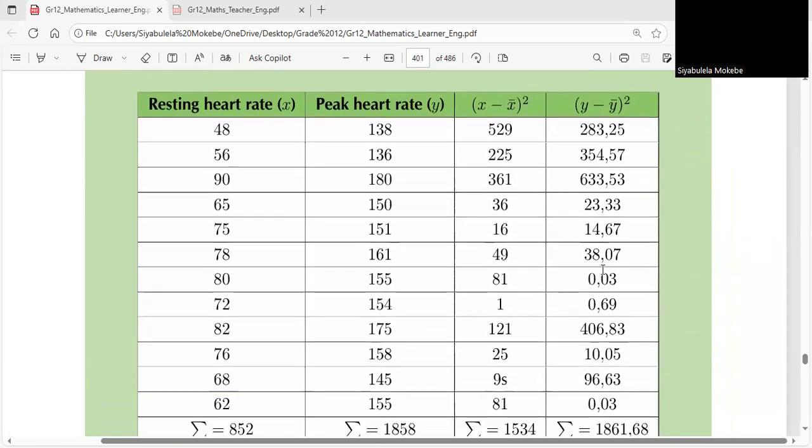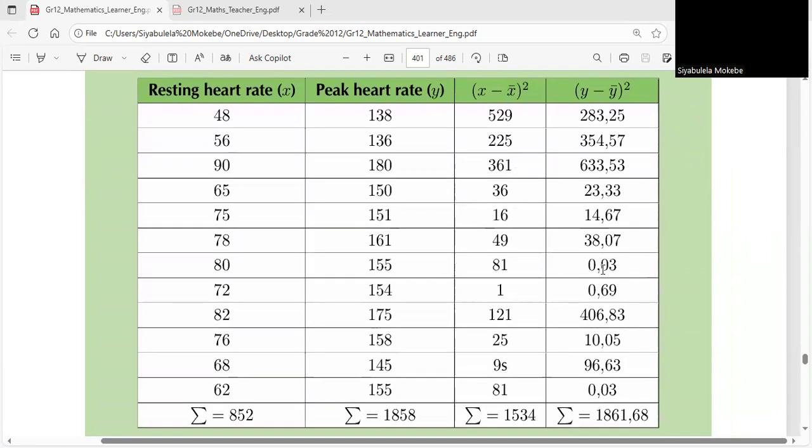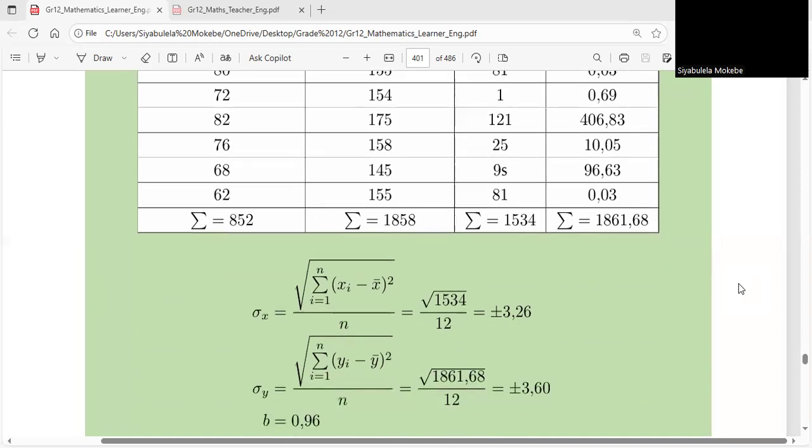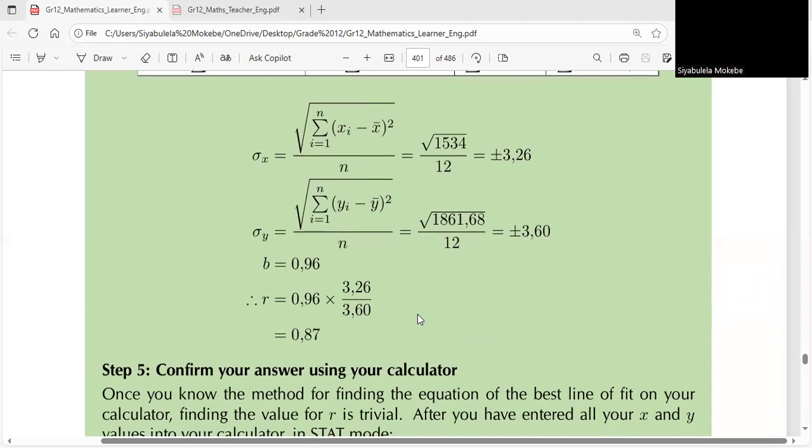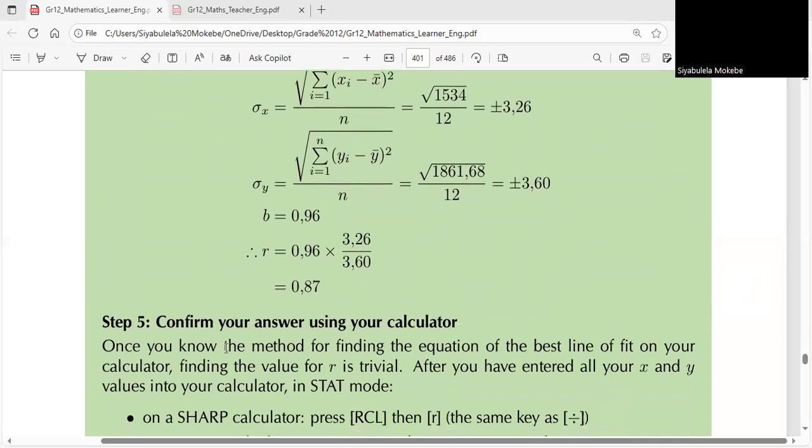So that is that. You take each data point, then you subtract the mean from it. Right. So yeah, that's that. Once you know the method for finding the equation of the line of best fit on your calculator, finding the value of R is trivial.